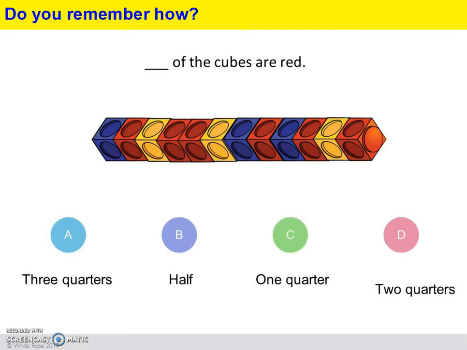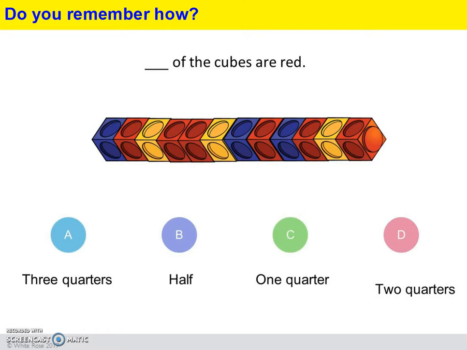Is it A, 3/4, B, half, C, 1/4, or D, 2/4? So what fraction of these cubes that you can see are red? A, 3/4, B, half, C, 1/4, or D, 2/4? So work out the answer and come and join me when you're ready.